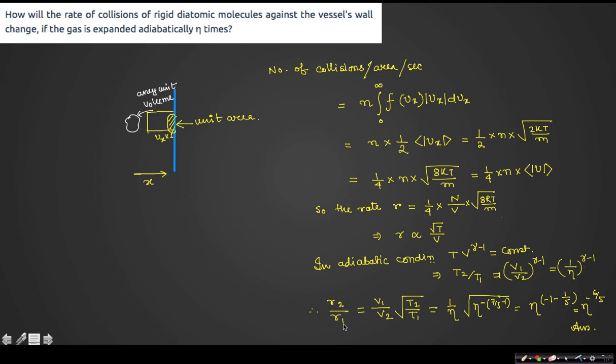So R2 by R1, which I have to check what is the value: n is inversely proportional to V, so it is V1 by V2 into root over of T2 by T1. So that is 1 by eta into root over of eta to the power minus of gamma minus 1. As a diatomic gas is there, gamma is 7 by 5. Putting the value of gamma, I got the answer to be eta to the power minus 6 by 5. So that should be the answer of this question.